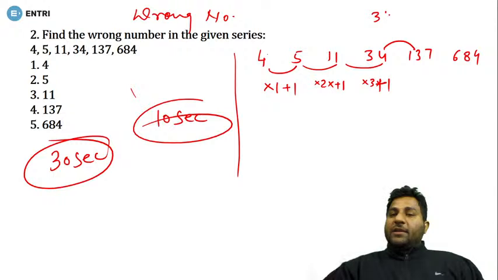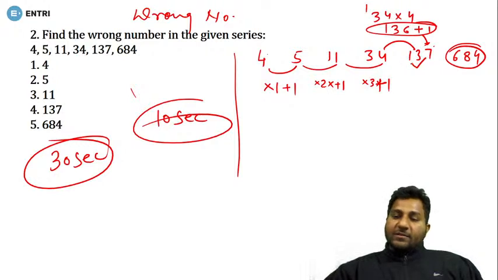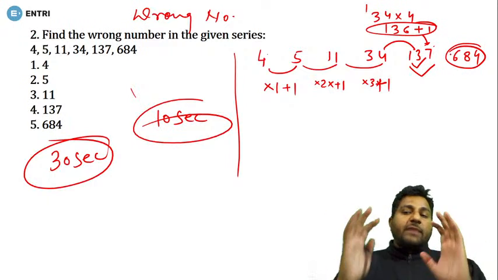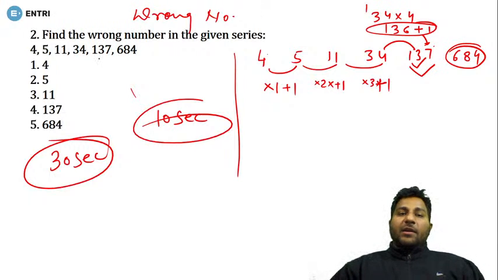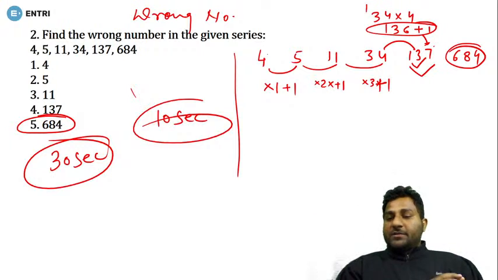So look at this: 34 into 4, which means 4 4s are 16, 4 3s are 12, and 13 plus 1, 137. So we have got this, which means the next one must be the wrong one. If this one is the correct one, that means you don't need to check this. So sometimes you have to use your mind as well. Which means your option 5 will be the wrong number in that place.